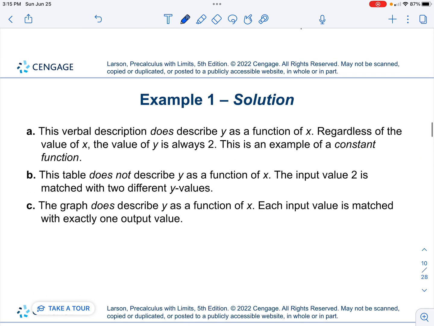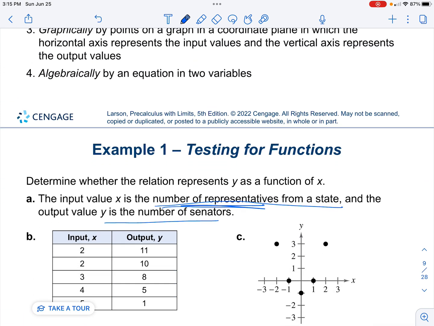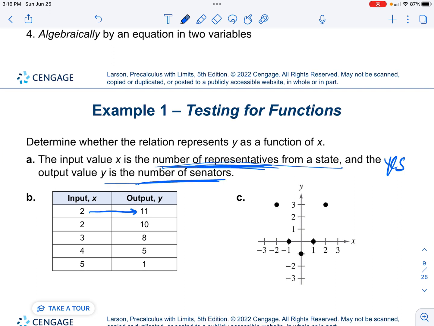Let's see. The verbal description does describe a function. Regardless of the x value, the y value is always 2. You know how different states have different numbers of representatives, but every state always has 2 senators. So no matter what number of representatives you tell me, I can tell you the y value is always 2. So this is a yes. Here, 2 is paired with 11 and with 10. So that's already a big no, because if you say x equals 2, I could say y is 11 or 10. It's not predictable.